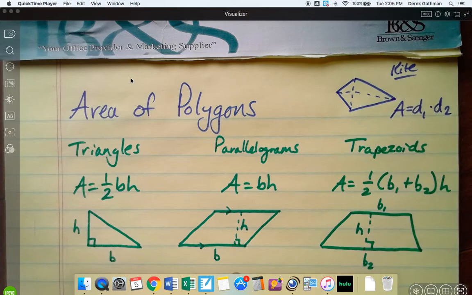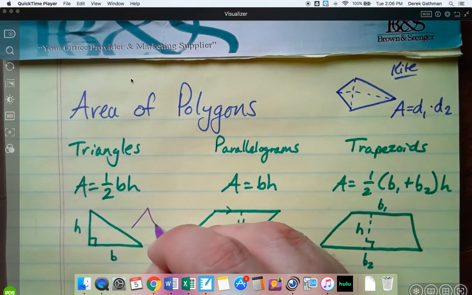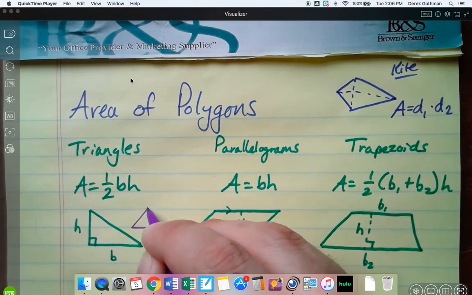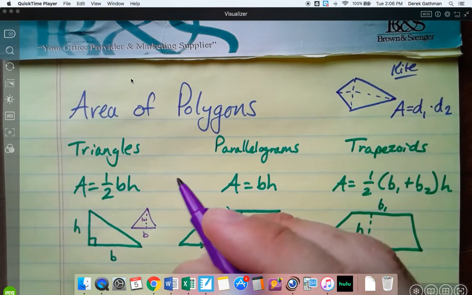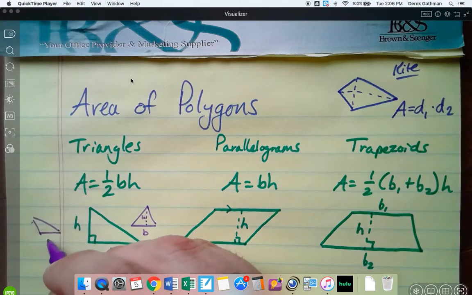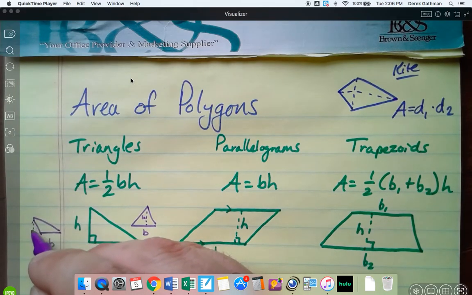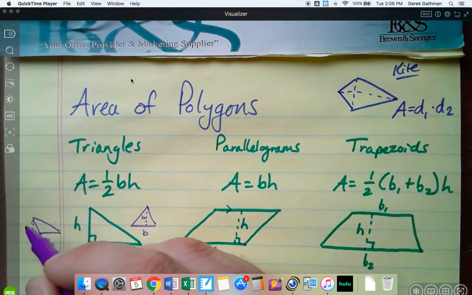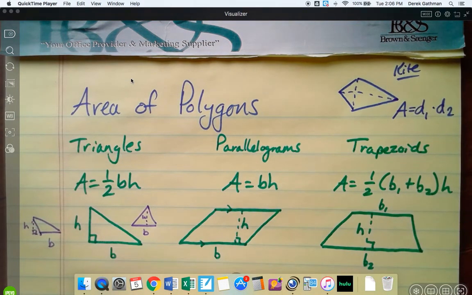So area of a triangle, 1/2 times base times height. The base of a triangle is one of its sides, and the height is the perpendicular distance from that base to the opposite vertex. So that looks different in many other triangles. In an acute triangle, if this is your base, then your height is the distance there. In an obtuse triangle, if this is your base, then it's got to be a perpendicular distance. So my height would be outside the triangle.